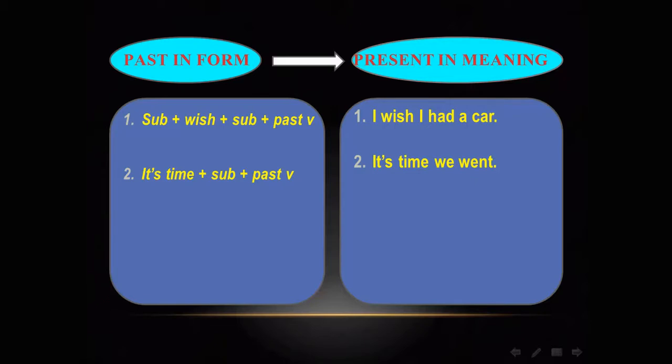But here we write it in the past form and the meaning is present. It's time we went. حان وقت أن نذهب. نعم دلوقتي. The third case: I'd rather, I would rather. I'd rather معروف إن I'd rather plus infinitive verb، يعني I'd rather go، I'd rather play، I'd rather see، I'd rather eat. I'd rather plus infinitive.